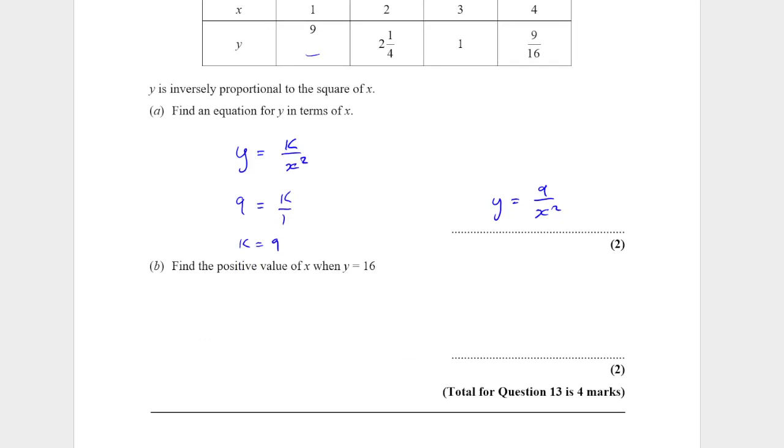Find the positive value for x when y is equal to 16. So that's saying that 16 is going to be equal to 9 over x squared. So if I rearrange that, that means that x squared is going to be equal to 9 over 16. And then square root that. It says the positive version only. So x would be equal to, square root of 9 is 3 over 4.